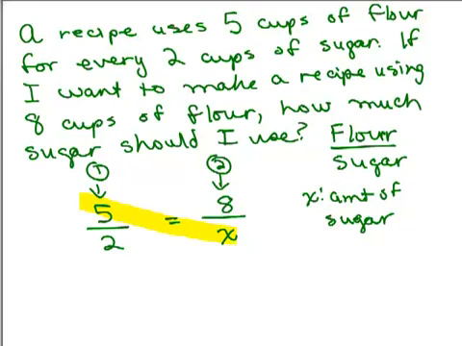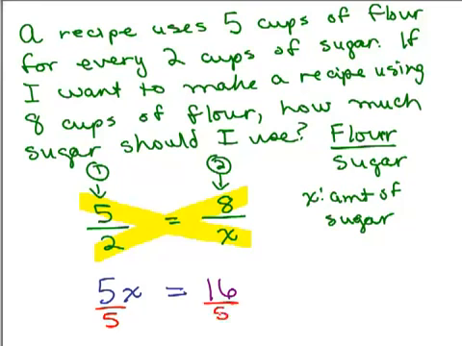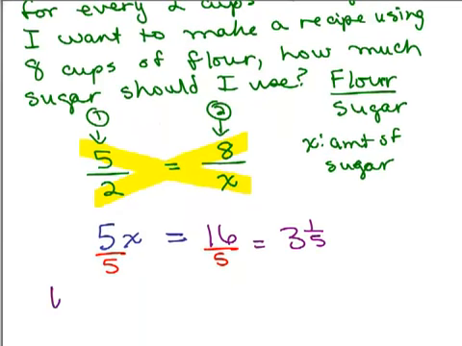We could do the cross products, 5 times x equals the other cross product, which is 2 times 8, which is 16. Could do that in your head? And so we'll just divide both sides by 5. So our answer will be 16/5, right? Which is 3 1/5. Okay. So how much sugar do I need? Use 3 1/5 cups of sugar.